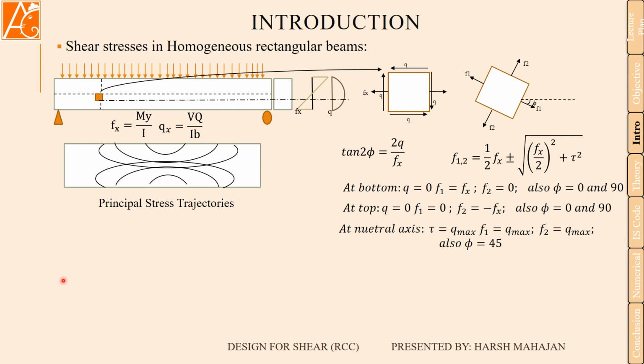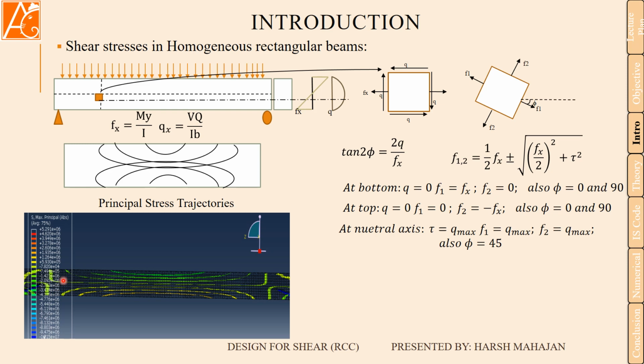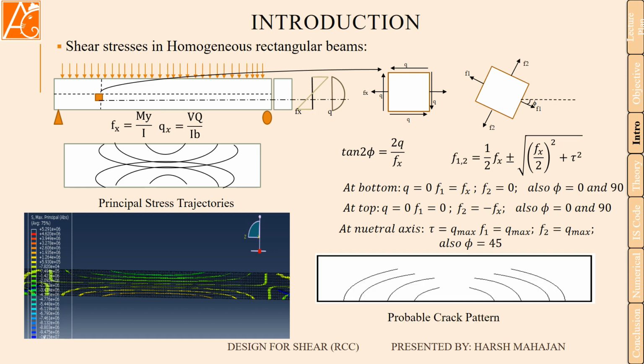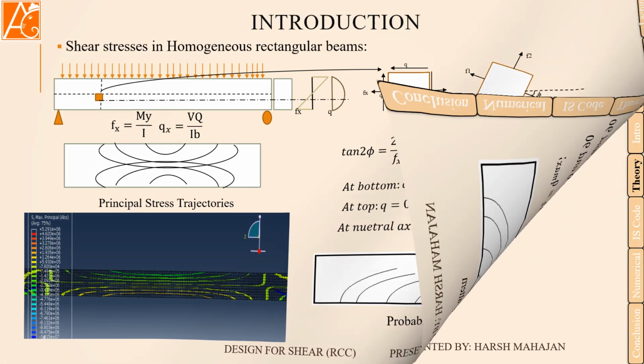So if we draw the trajectories of all the principal stresses, meaning all the principal stress angles phi, then we will get this principal stress trajectory, and a similar result I can deduce from Abaqus, a finite element software. Here you can see the maximum principal absolute value, and these are the stress trajectories for that. And hence at 45 degrees you will find this kind of probable crack pattern starting from the bottom, because concrete is weak in tension.